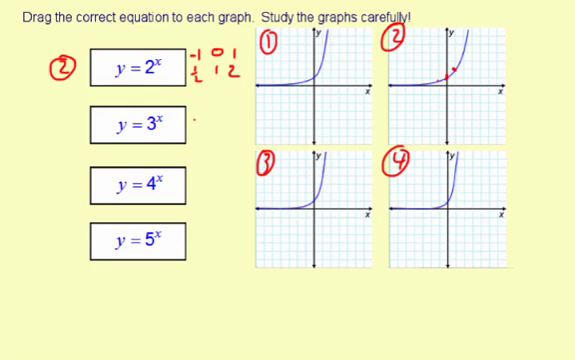Y equals 3 to the x, same idea. -1, 0, and 1 for your inputs. 3 to the -1 is 1/3, so that's going to be a 1/3 there. 3 to the 0 is 1. 3 to the 1 is 3. Okay, so we're looking for a graph with those 3 points. I have to go with graph number 1 here, it looks like. This one has (1, 3).